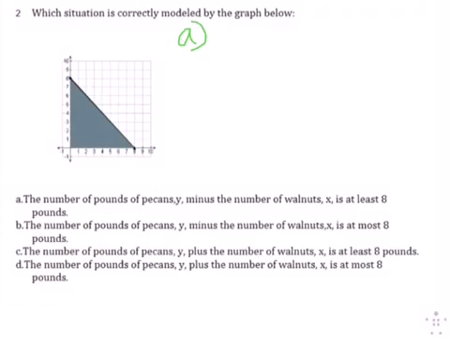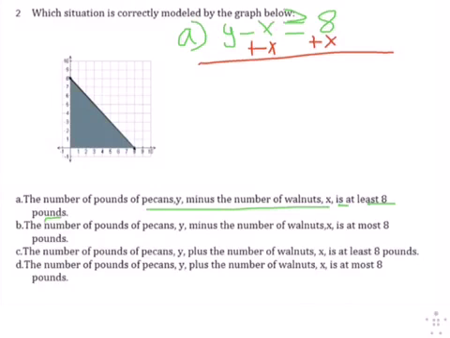So for A, the number of pounds of pecans Y minus the number of walnuts X is at least 8 pounds. So we do Y minus X, at least meaning greater than or equal, so that should be greater than or equal to 8, not just equals. Then we add X to both sides to solve for Y, and Y is greater than or equal to X plus 8.